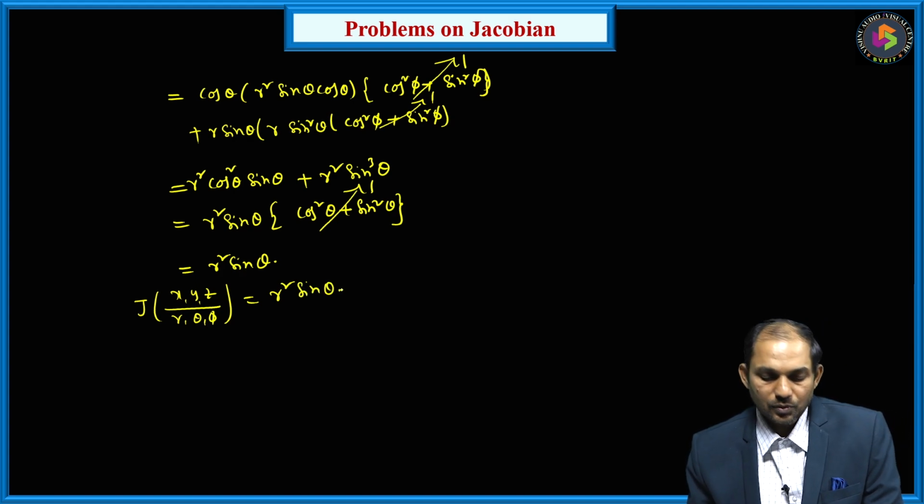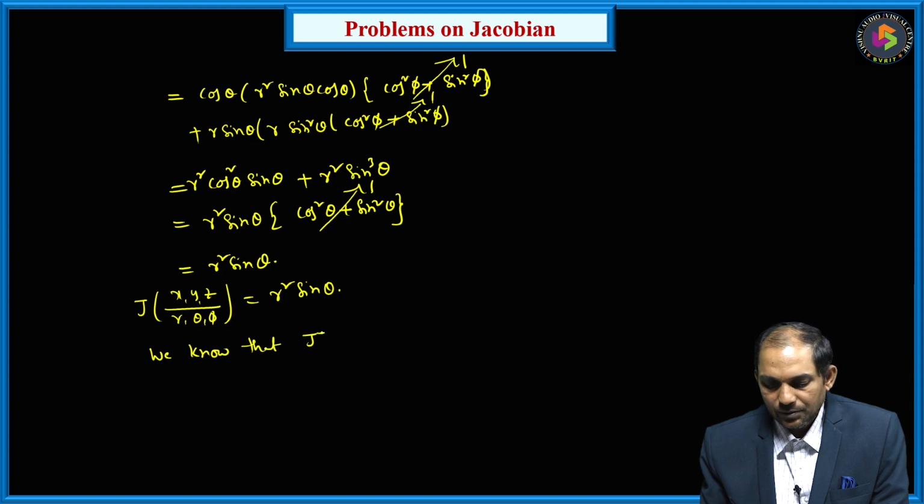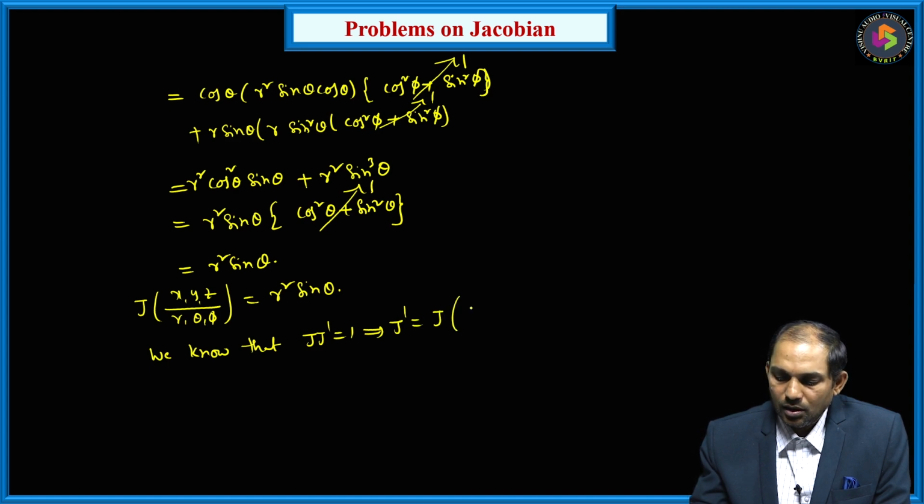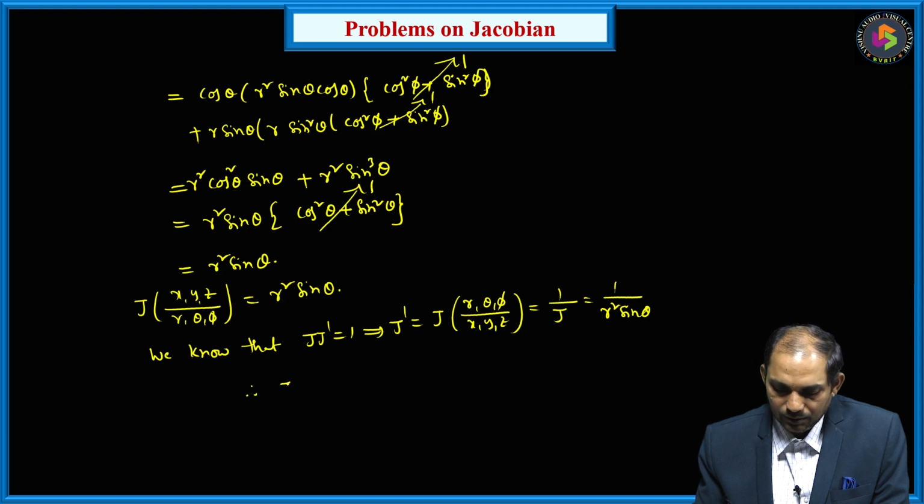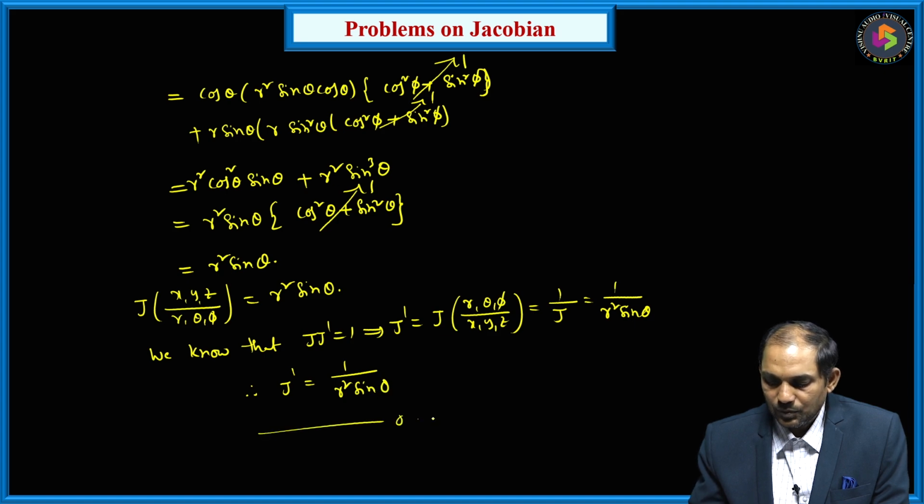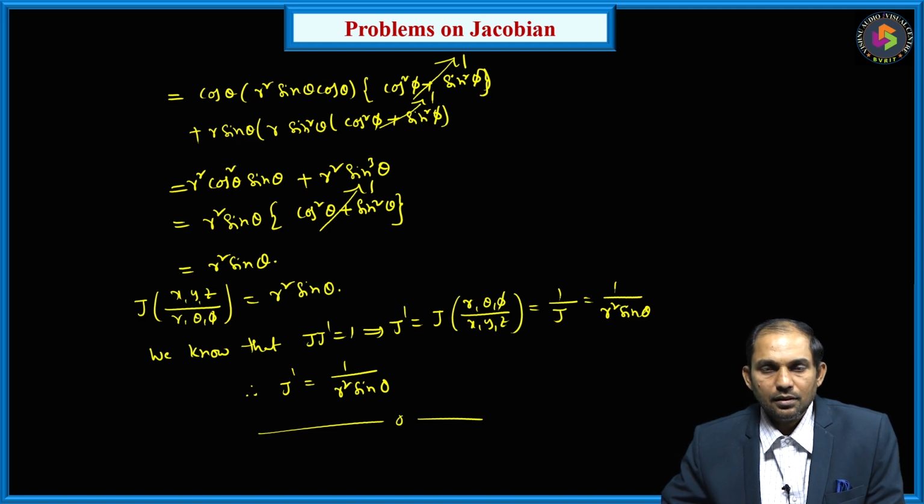Again they are asking the reciprocal of this. So, by using the property of Jacobian, we know that J into J dash is equal to 1. This implies J dash, the Jacobian of r, theta, phi with respect to x, y, z, is given by 1 by J. This is 1 by r square sin theta. So, therefore, J dash is equal to 1 by r square sin theta. This is how you are supposed to compute the Jacobian of 3 dependent variables which are expressed in terms of 3 independent variables.